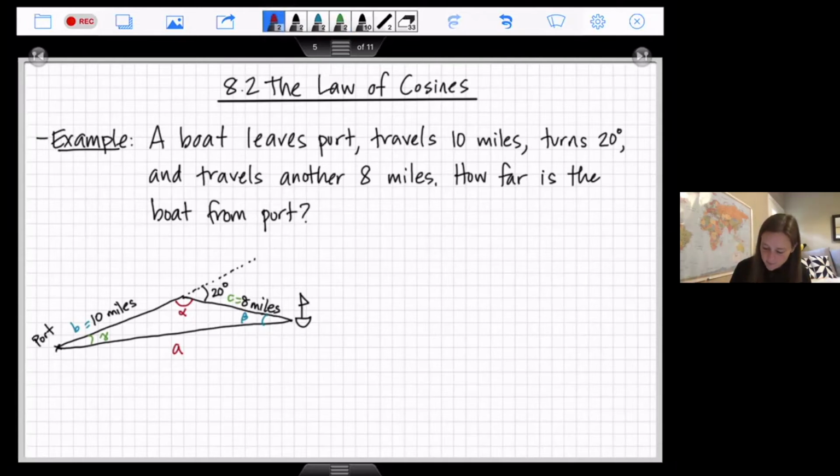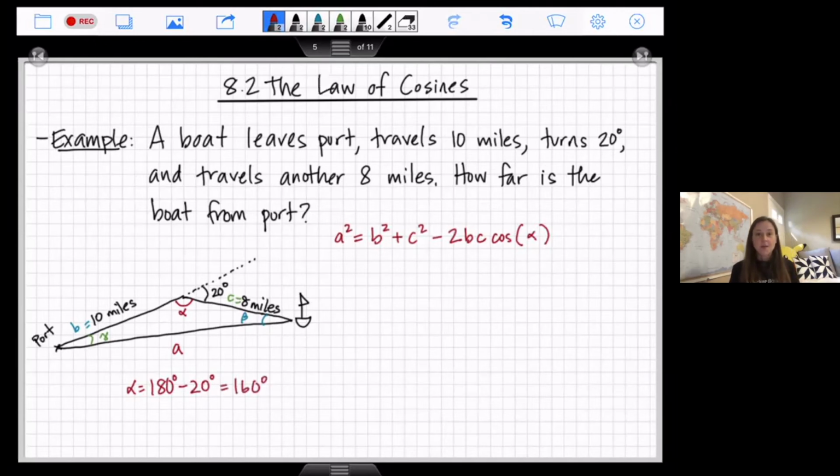So I'm going to write down my formula. A squared equals B squared plus C squared minus 2 times, repeat the first 2 side lengths there, B and C, cosine of the angle across from A, which is alpha. All right, and alpha, you can see from my picture with that dotted line, alpha and 20 degrees are supplementary angles. They add up to 180 together. So I can just do alpha is equal to 180 degrees minus 20 degrees. So it's 160 degrees.